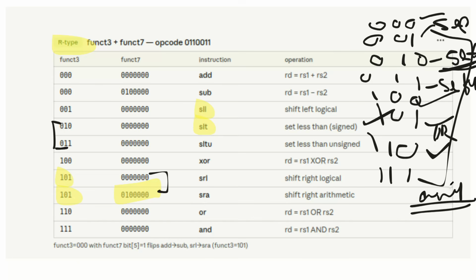So you know why I gave such a table, because then only it will be easy for you to understand. Like 000 is two times, add and sub. Then the next number that comes is 001.